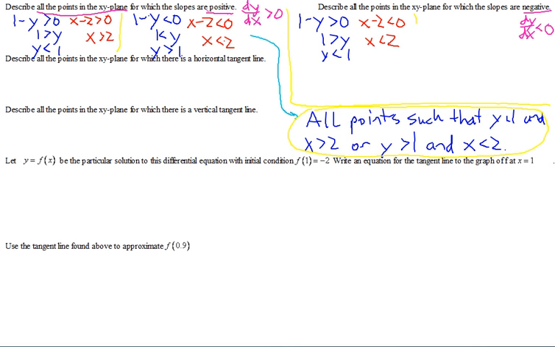And then the other possibility is that the numerator is the one that's negative. 1 minus y is less than 0. And it's the denominator that's positive. x minus 2 is greater than 0. So then when you add the y, you get 1 is less than y, so y is greater than 1. Add the 2, x is greater than 2.